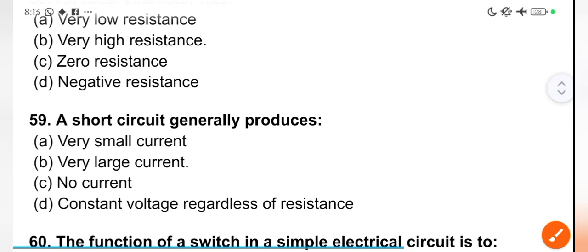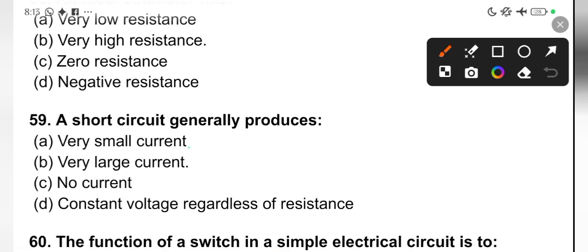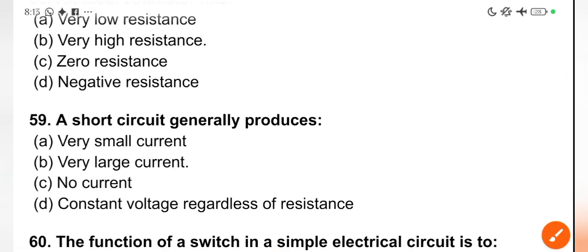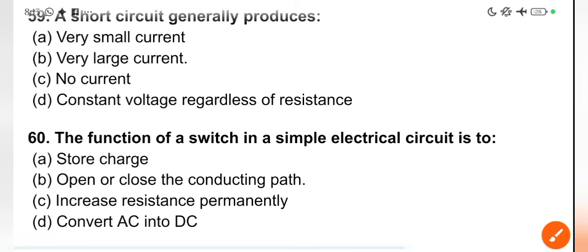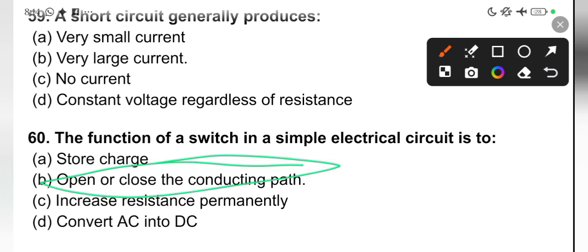59. A short circuit generally produces a very large current. The function of a switch in a simple electrical appliance is to open or close the conducting pathway. Of course, I know you must have seen a room or a house with a switch, and you must have seen some without a switch. If there's no switch, of course, you can't put it on, you can't shut it down, it's just always on or always off. So the switch is what regulates the conducting pathway, whether electricity is produced or not.